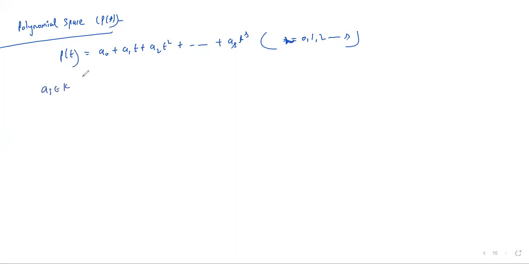Okay. So P(t) denotes the set of all polynomials of the form p(t) equals a0 plus a1 t plus a2 t squared plus up to as t to the power s, where s equals 0, 1, 2, and so on. This is our polynomial set where the ai belong to K. Then this P(t) is a vector space over K, by vector addition, scalar multiplication and the zero polynomial.